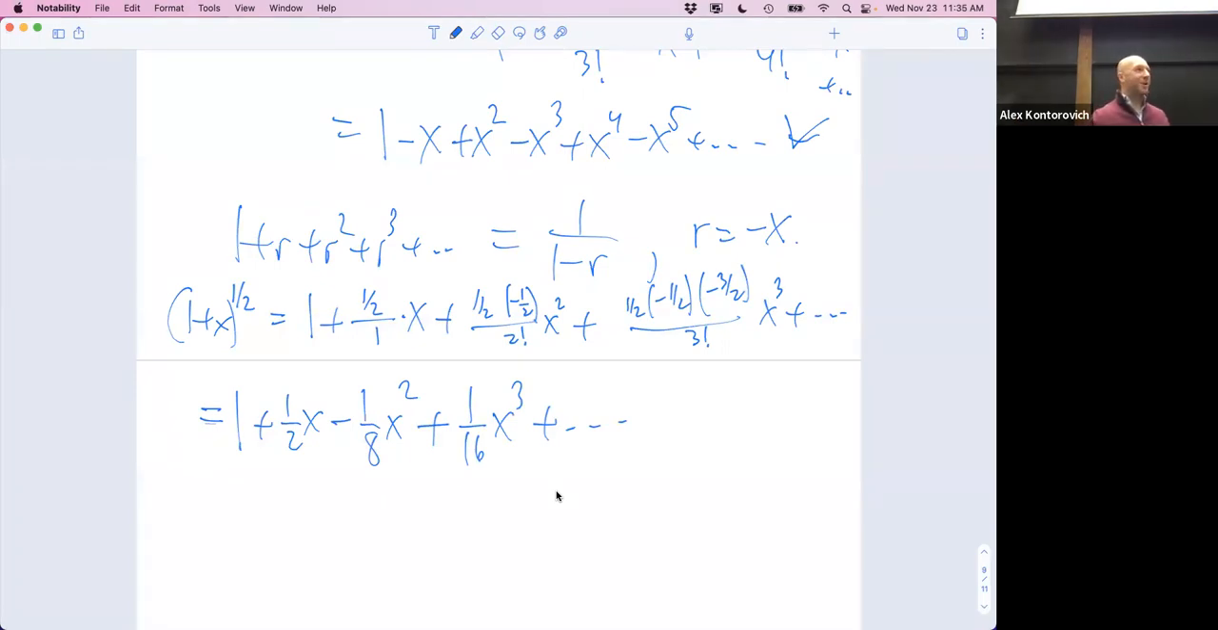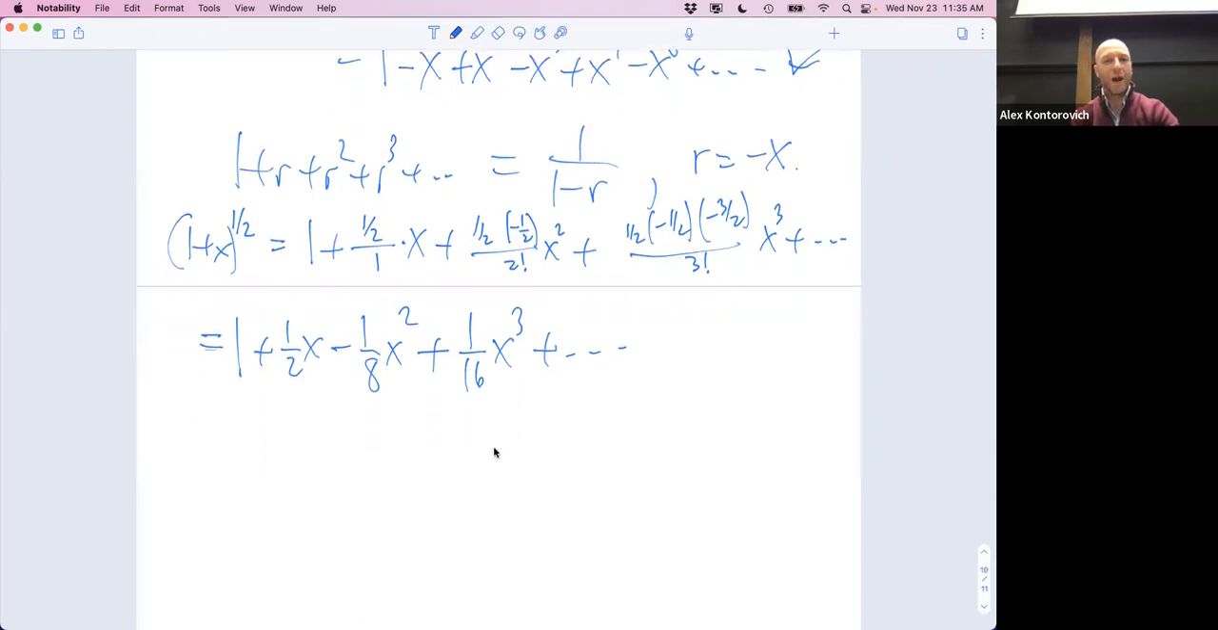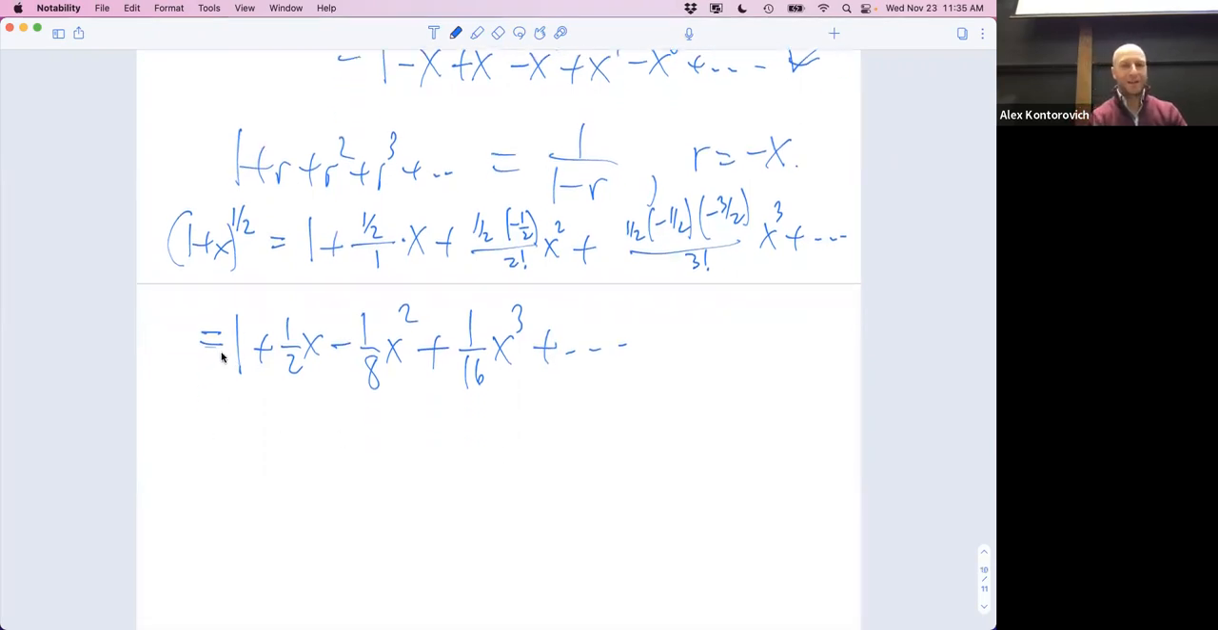And now how am I going to check if this formula makes any sense? Right now we're just pattern matching. Well, what happens if I take this quantity and I square it? Why do I want to see what happens if you square it? If this has any business being called 1 plus x to the 1/2, if I square it, I should get 1 plus x.